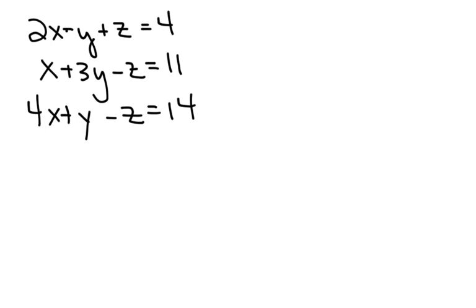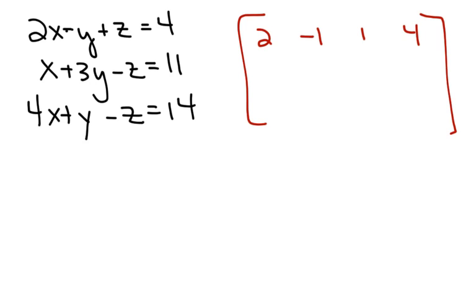Now what if I wanted to do this exact same system using the matrix method on the calculator? Well, what you do is you put in the little matrix bars just the coefficients. So the first row would be just the numbers from the first equation: 2, negative 1, 1, 4. The second row would be 1, 3, negative 1, 11. And the third row would be 4, 1, negative 1, 14.